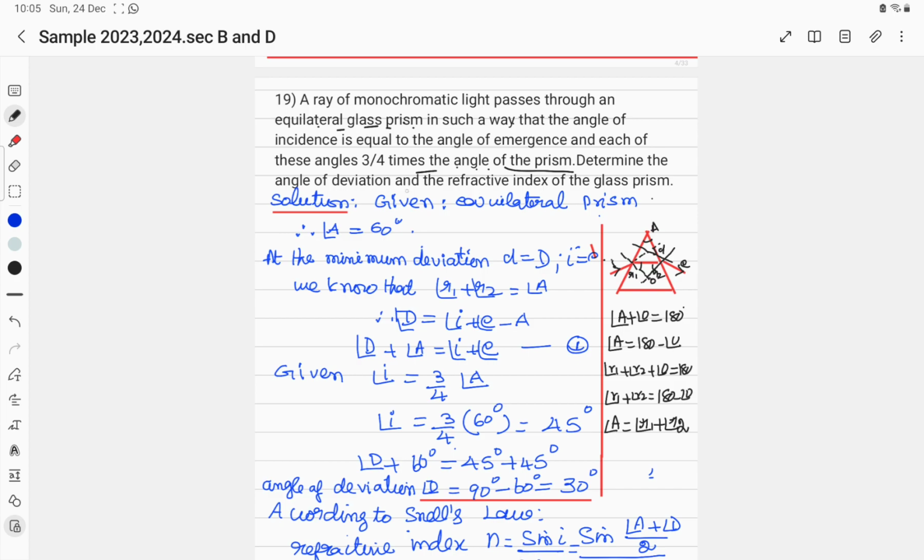Given a monochromatic light passes through an equilateral glass prism. Given the prism is equilateral, therefore we know that all angles are 60 degrees. Therefore, the angle of the prism, angle A, is equal to 60 degrees. Then deviation is capital D. I, angle of incidence, is equal to angle of emergence.